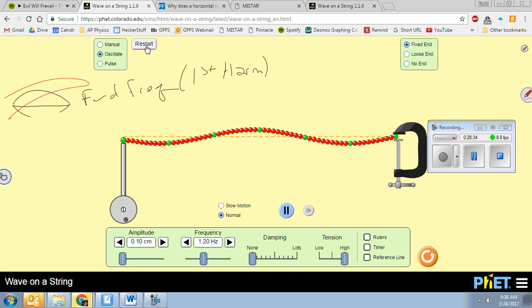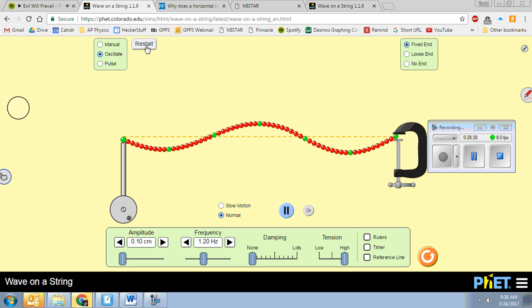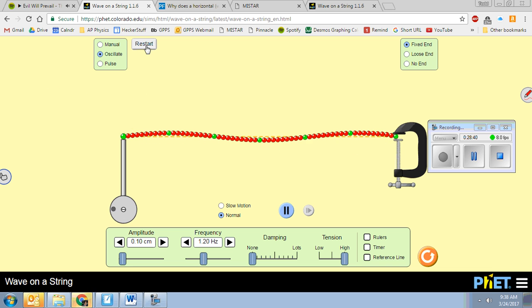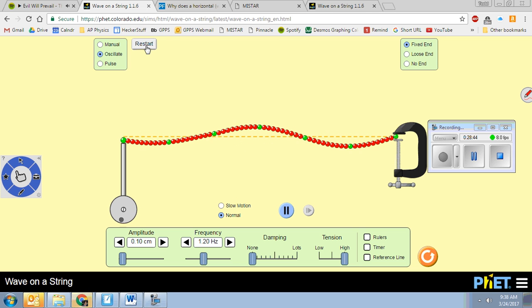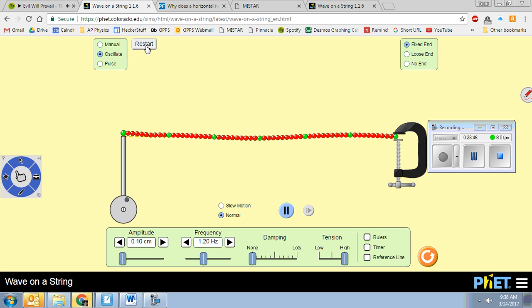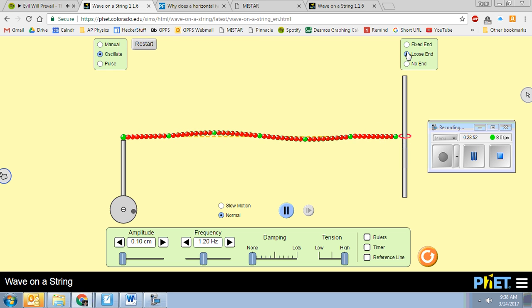I'm happy with this. It's not going as smoothly as I hoped it would. All right, so right now this is a fixed end, right? Because this little thing can't move. I'm going to change it to loose end. So now this end is free to move. All right, and everything kind of falls apart now, right? This doesn't look like a standing wave anymore, does it?